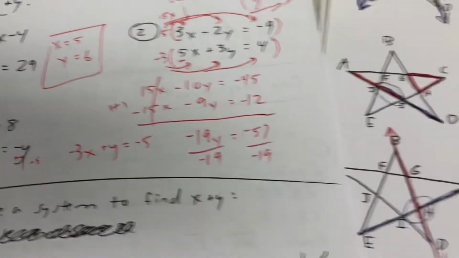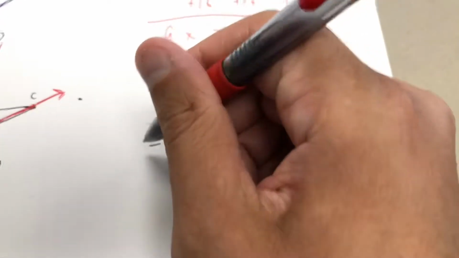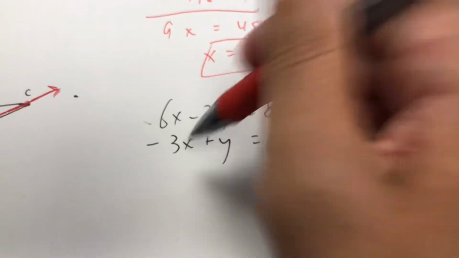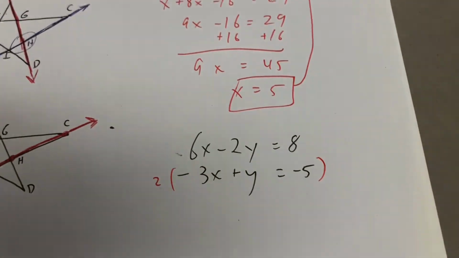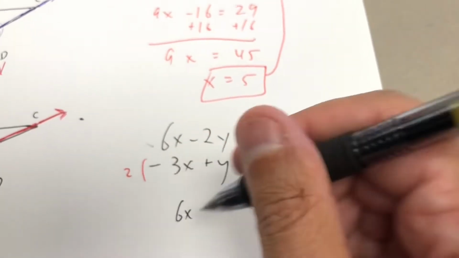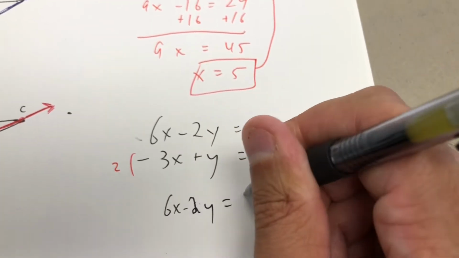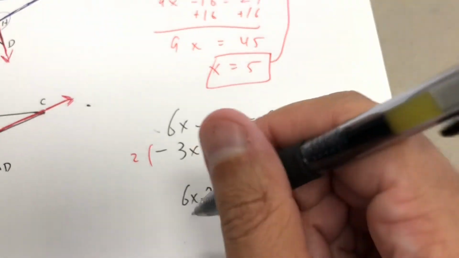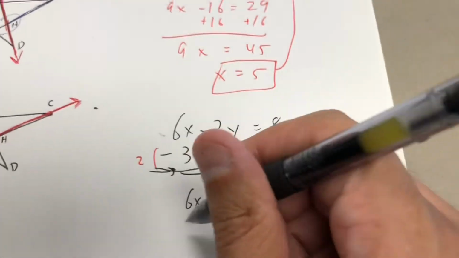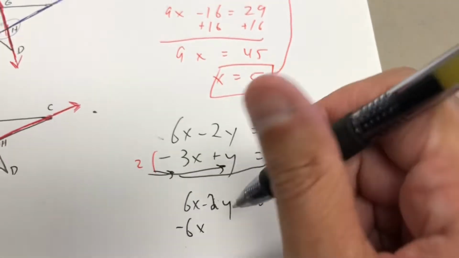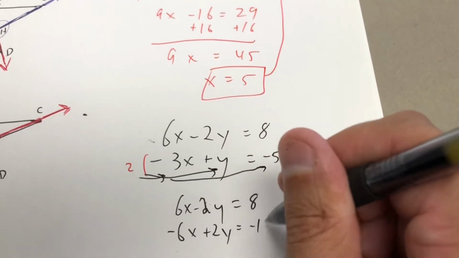Now, if we take a look over here, I've recopied this. I'm noticing if I have a 6x here and I have a negative 6x there, I could get a cancellation. I could just multiply that second equation by 2. So the first equation doesn't even need to change. And the second equation, if we multiply everything by 2, we're going to get negative 6x, positive 2y, and a negative 10.